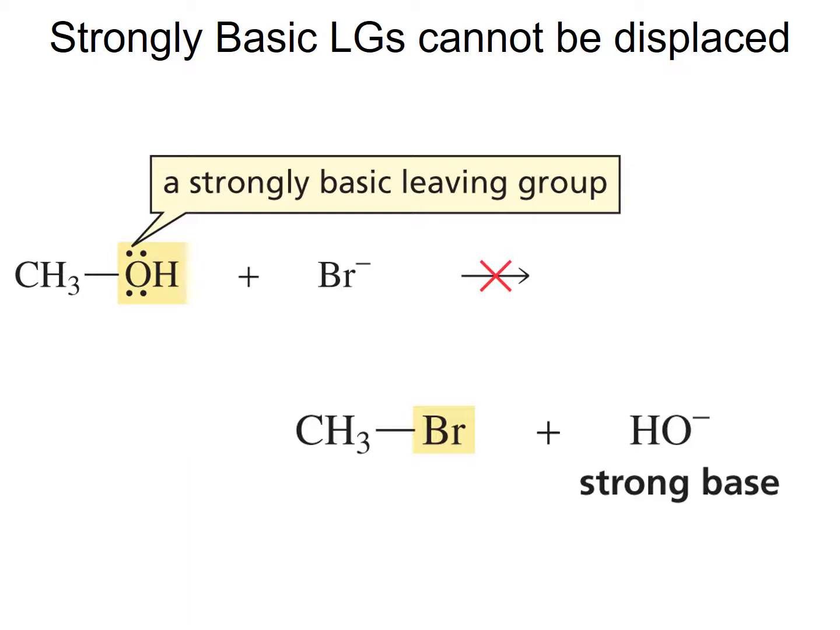Remember, for leaving groups, we want weakly basic leaving groups, and OH minus we identify as a strong base. So as you're going through reactions or predicting products, make sure you are not ever having a strongly basic leaving group.